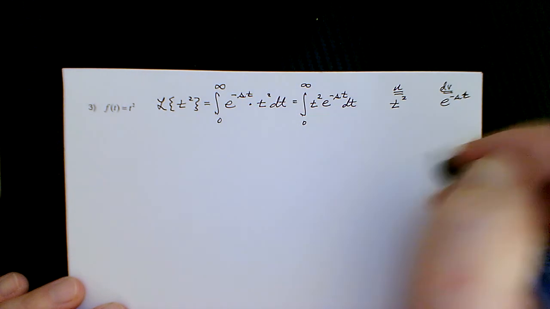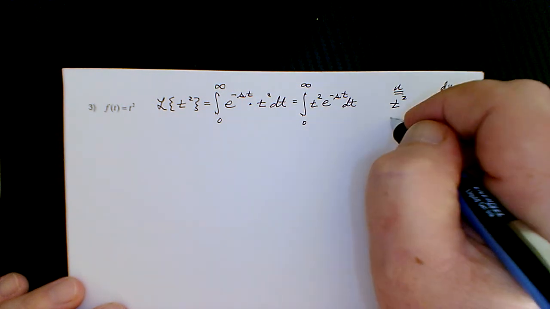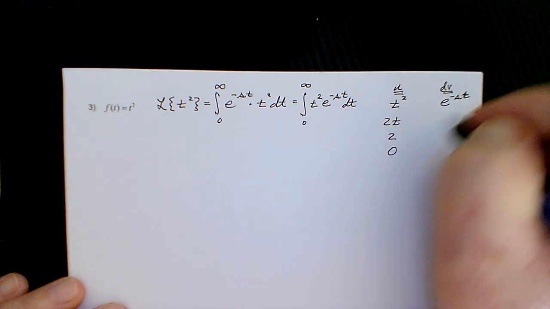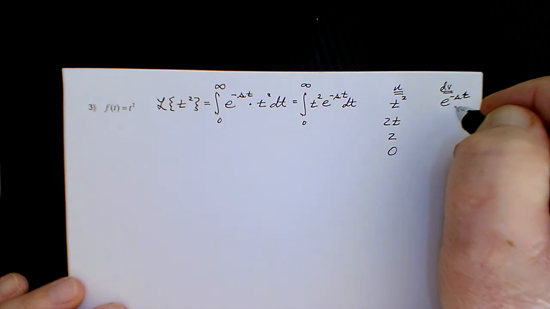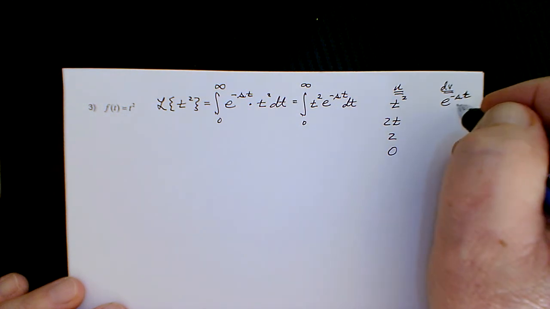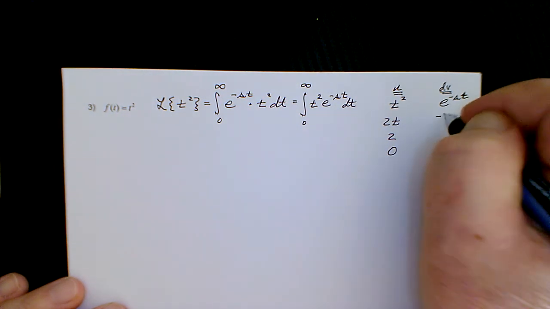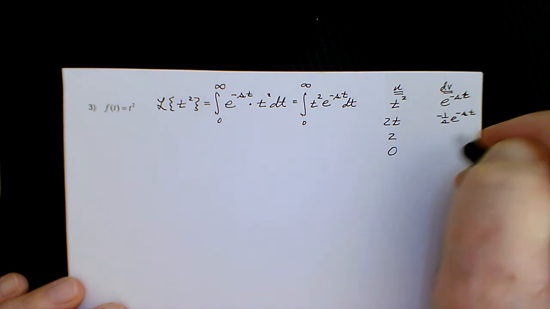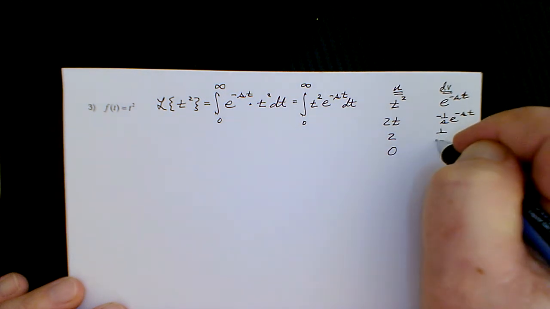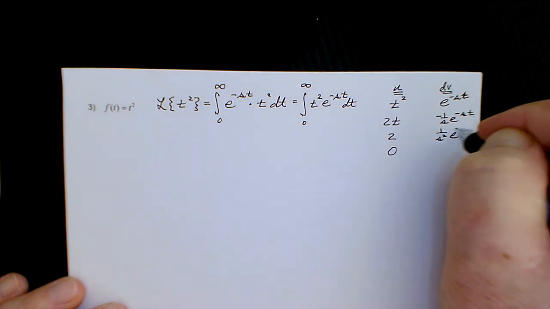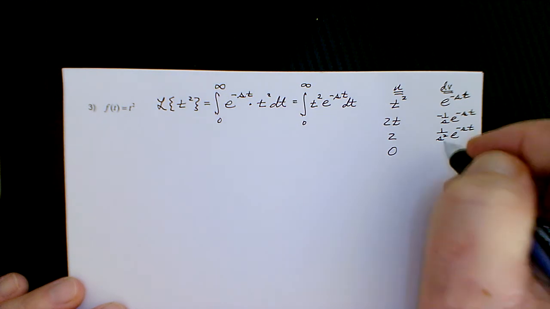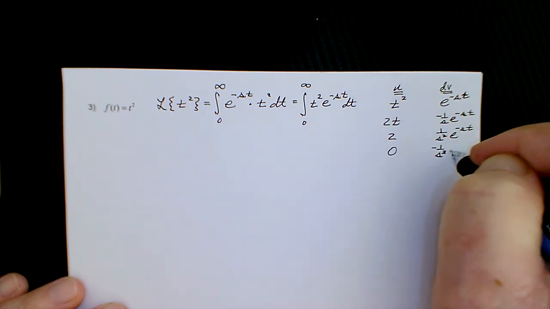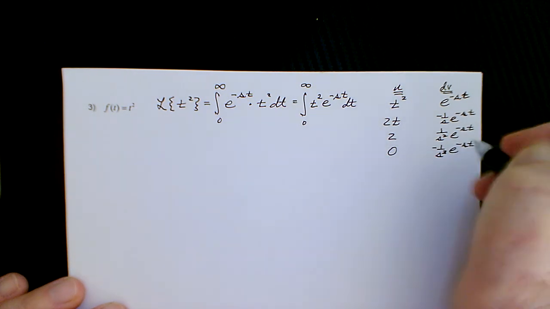S is the constant, t is the variable. So differentiating our u, we get 0, 2t, 2, 0. Differentiating e to the negative st, every time we get 1 over negative s, or negative 1 over s. So negative 1 over s, e to the negative st, another negative 1 over s, positive 1 over s squared, e to the negative st, another negative 1 over s, negative 1 over s cubed, e to the negative st.